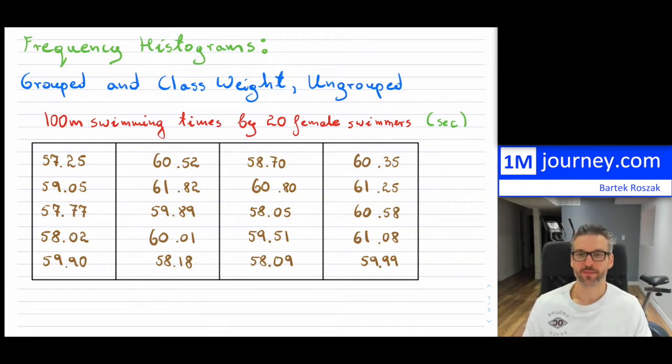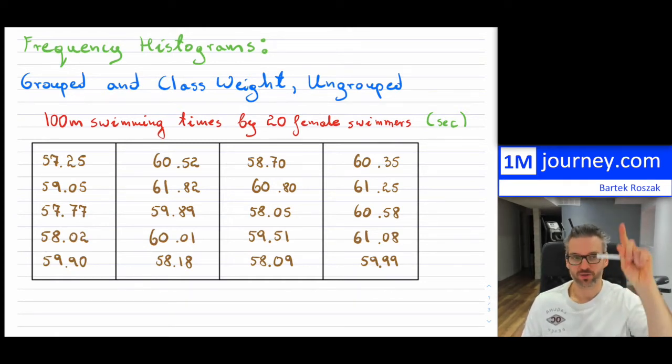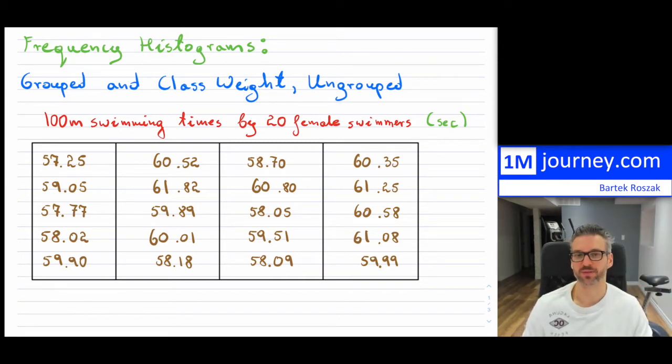Now we can plot these things. They don't have to be in a frequency histogram per se. You can use a stem and leaf, it just depends on what you're doing. So I actually did a stem and leaf for this example. I'll put up another link above if you want to see the stem and leaf from this.